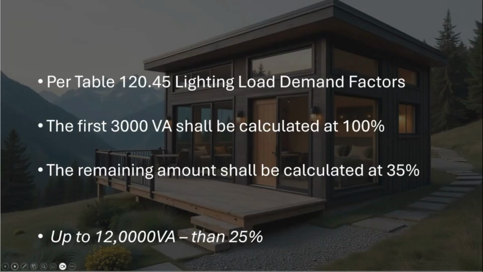Now, per Table 120.45, lighting load demand factors. The first 3000 VA shall be calculated at 100%. The remaining amount shall be calculated at 35%. So once you determine those first factors, the square footage and the small appliance load and the laundry load, whatever that total is, you will deduct 3000 VA from that, and then the remaining amount you'll multiply by 35%. Below here, it also says up to 120,000 VA. Once you get up to that level, then you would actually use 25% instead of 35%.